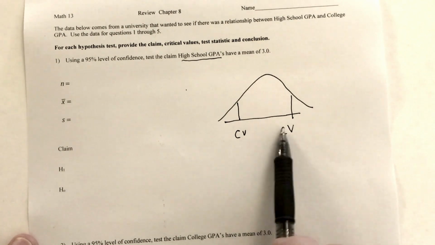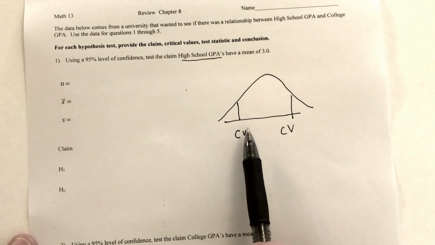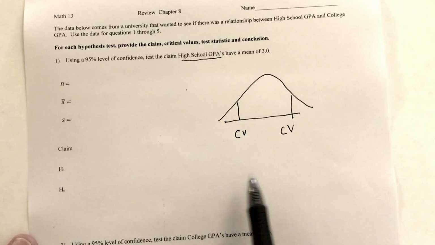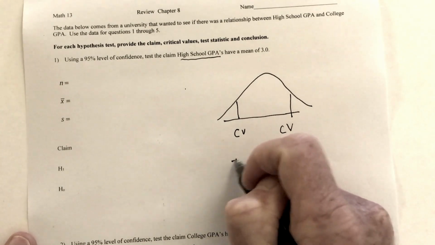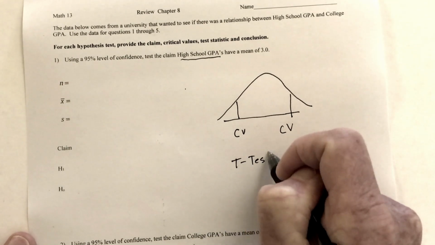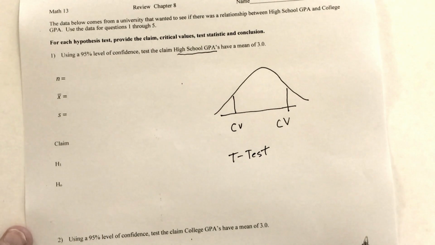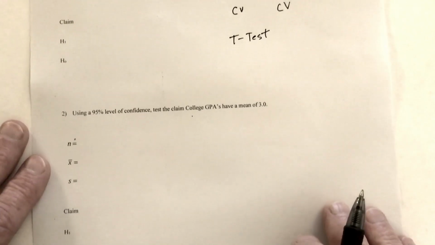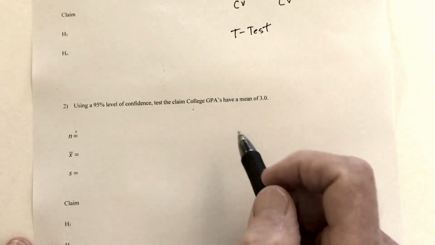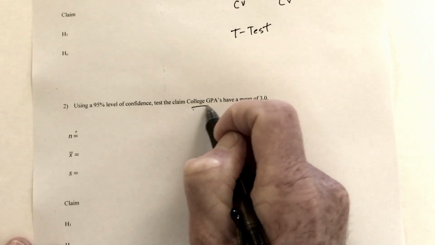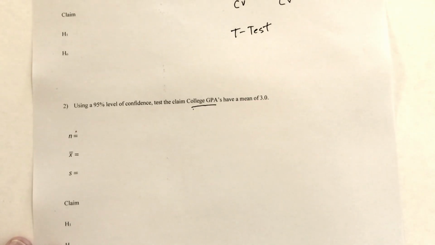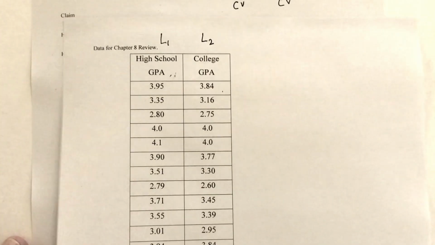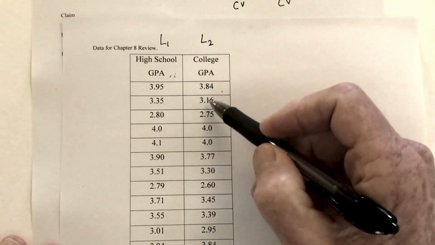And like I said, the details of this are on that other video about testing claims about the mean. And then you can use the t-test on the calculator in order to get the test statistic. So the second question is almost exactly the same, except this is about their college GPAs. So then you would just use list 2, the college GPAs.